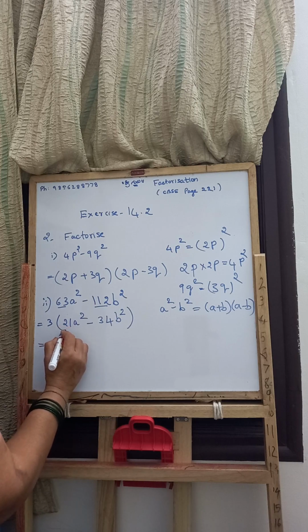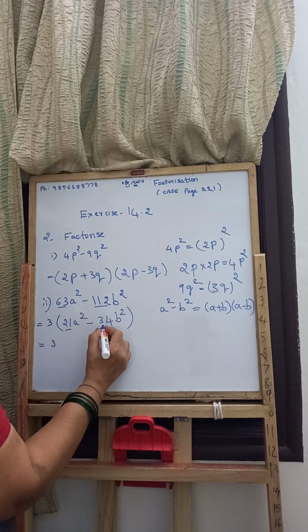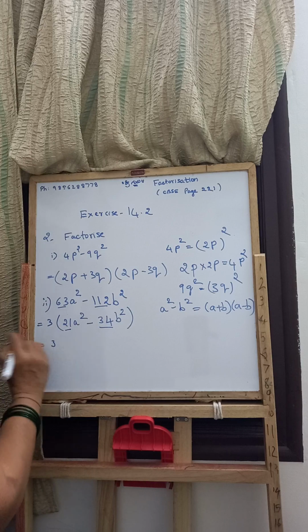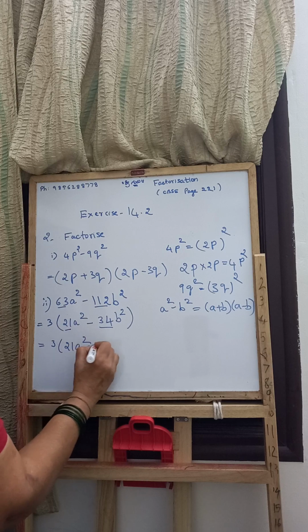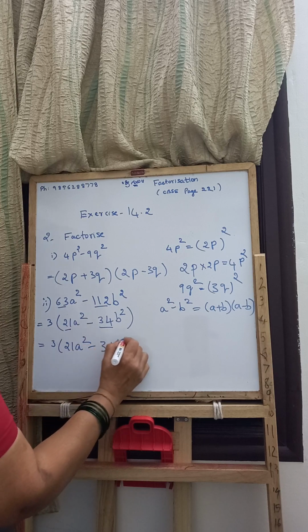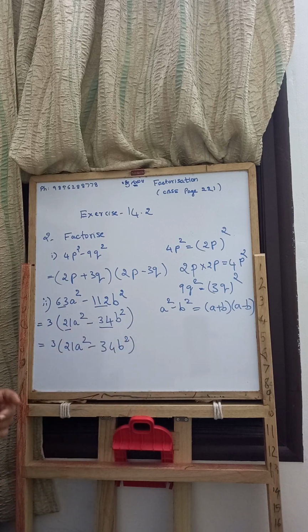And we have 9 and 16, which are squares of numbers. Therefore, the factors are b square. These are the factors.